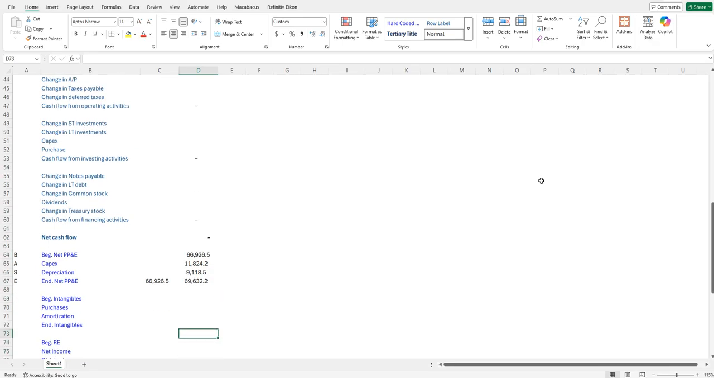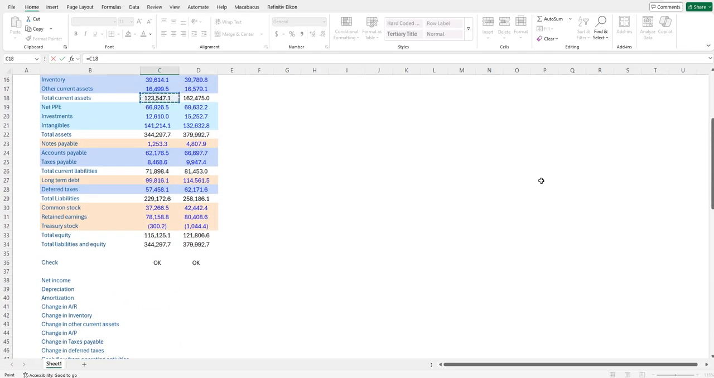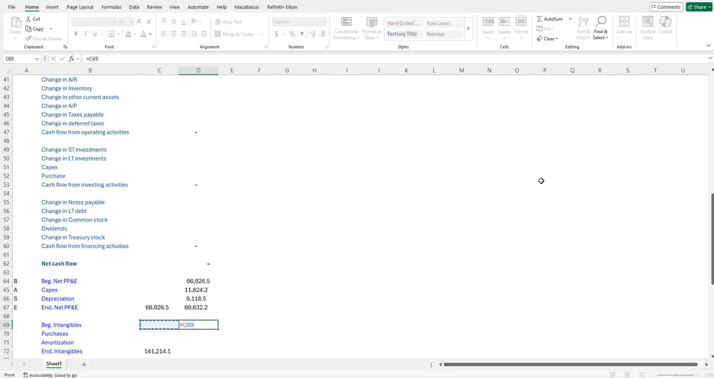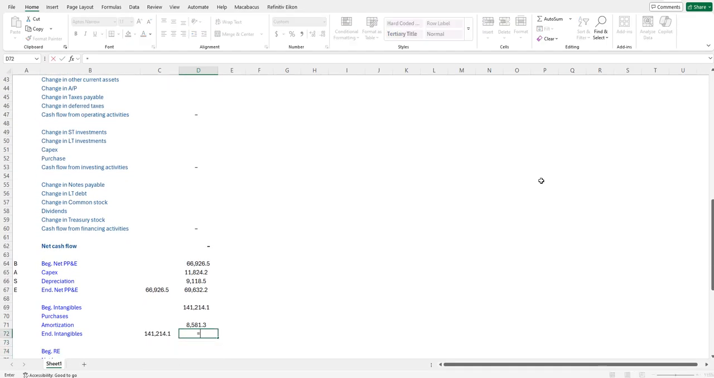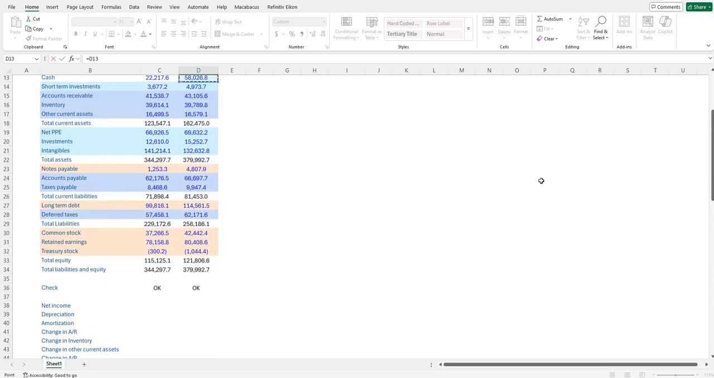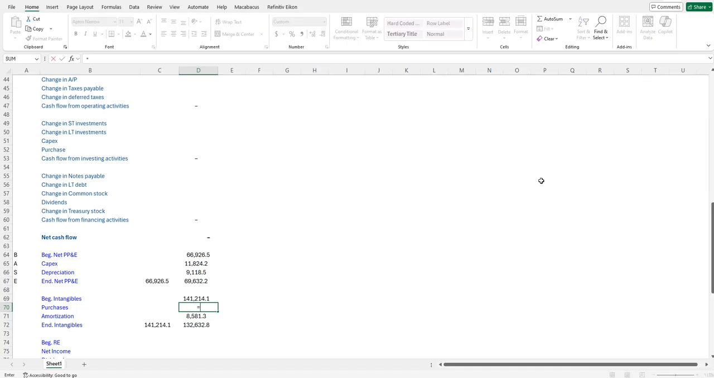Same for the intangible calculation: the previous ending intangible should be your beginning balance intangible this year. Purchase, you don't know that, but you know the amortization from the income statement. Your ending intangibles balance, you can find it on the balance sheet. That's the current year's figure. Then you add back the amortization, subtract the beginning balance, and you get 0. Okay.